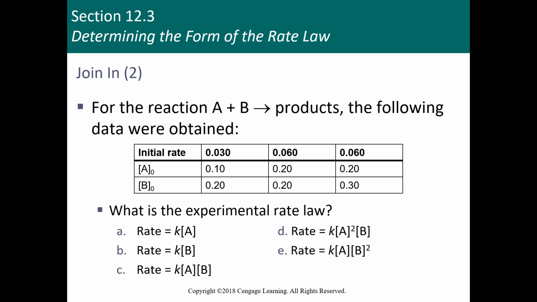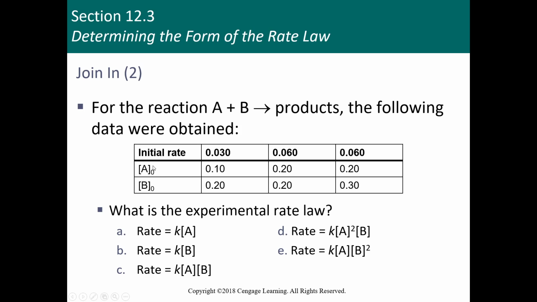Okay, so now we're going to do a couple quick join-in questions here. So for reaction A plus B yields products. Again, we don't really care what the products are because all the rate laws are always in the reactants. The following data was obtained, and so here we have our experimental results. Notice that in these experimental results we have our rate right here. Remember, initial rate can be used when it's that first part of the reaction. And this right here is our initial concentrations.